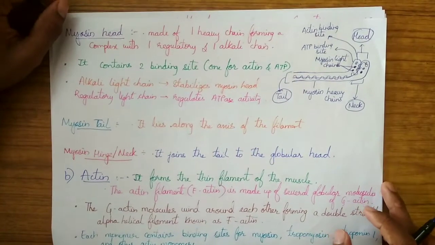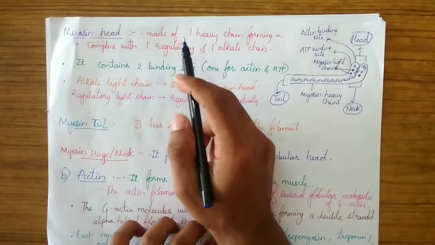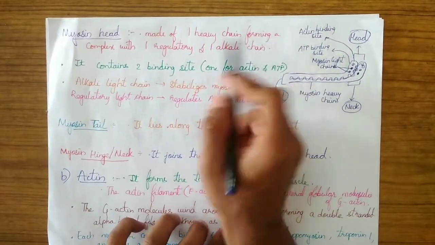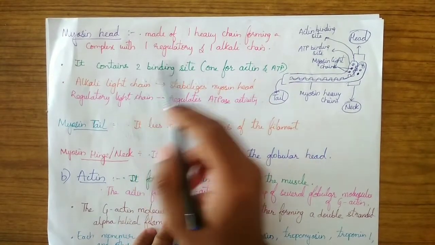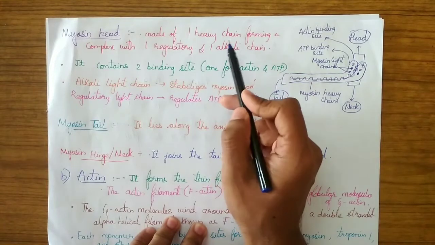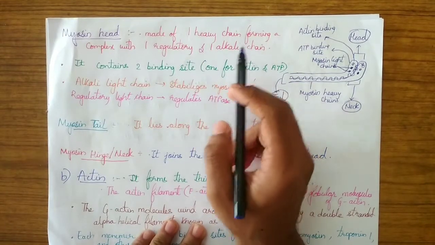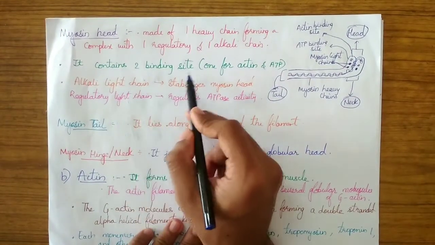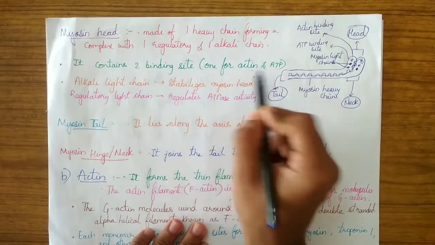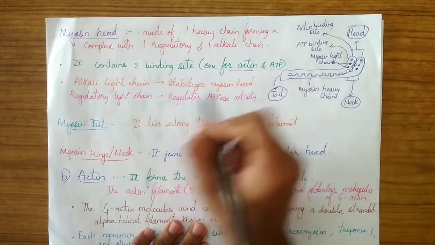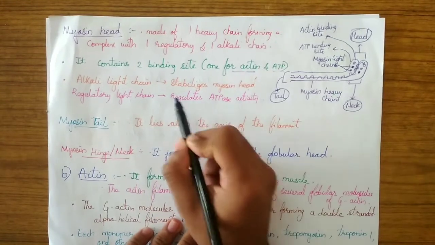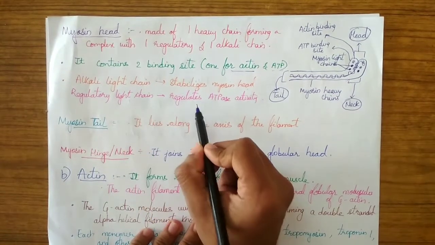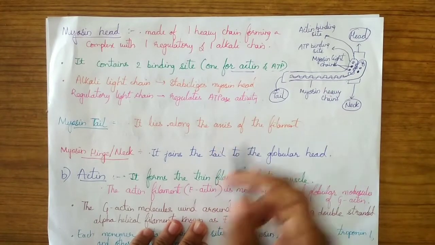The first one is the myosin head. The myosin head is made up of one heavy chain forming a complex with one regulatory and one alkali chain. So the two heads form two heavy chains, two regulatory and two alkali chains. It contains two binding sites, one for actin and the other for ATP. The alkali light chain stabilizes the myosin head and the regulatory light chain regulates the ATPase activity.